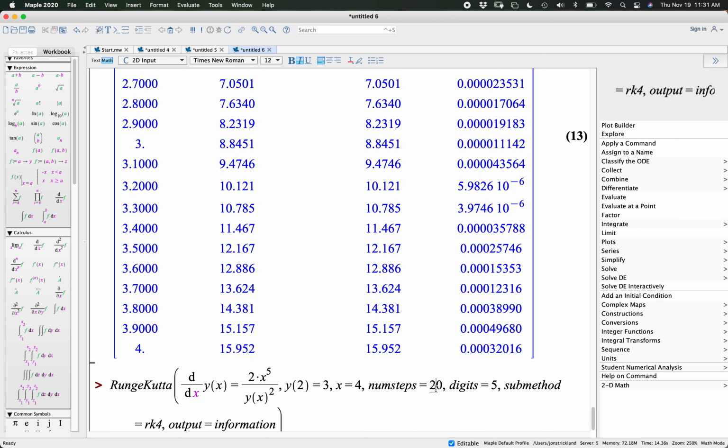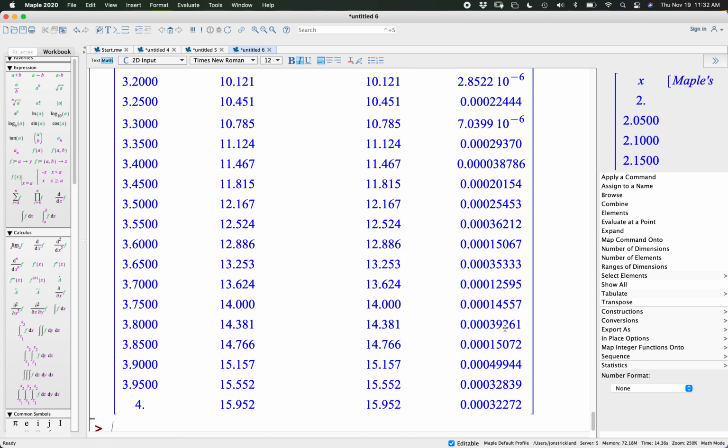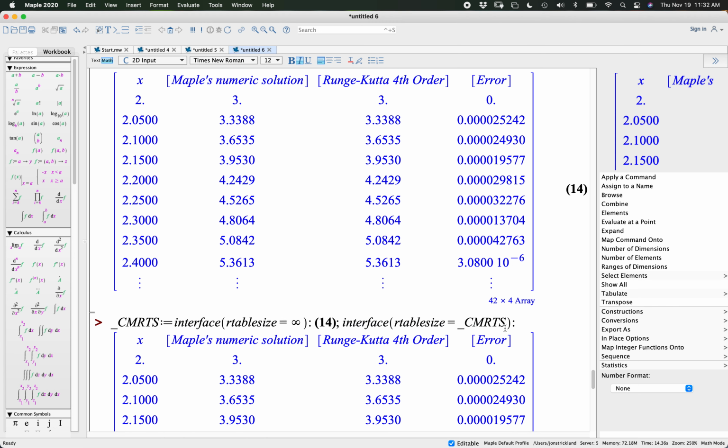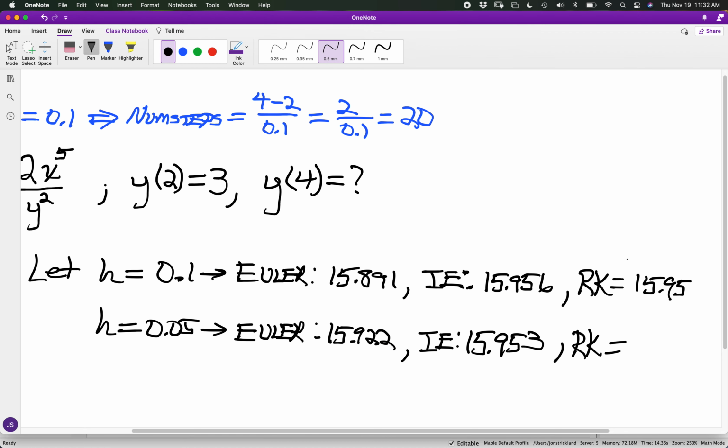And we're doubling the number of steps, and we have the same number to the nearest 3 digits. So that was the number of steps at 40. Yeah, so you still have 15.952. Okay, and we'll be looking into some other cases with the numerical methods.